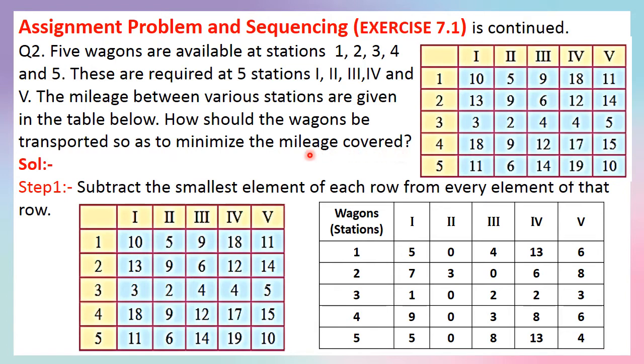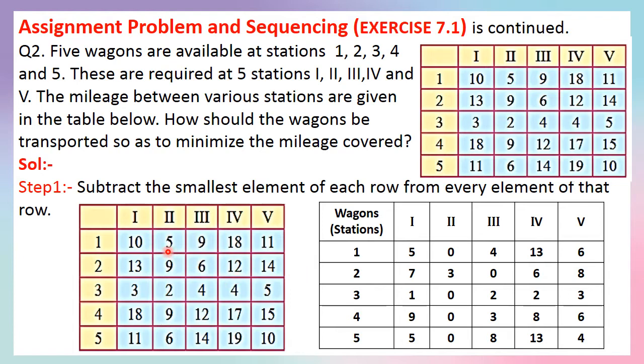Here the mileage means the cost matrix is given for the consumption of fuel. So we have to minimize the mileage, which means we have to minimize the cost for the fuel. Now we follow the steps. The matrix is given here, with 5 requirement stations and 5 availability stations.